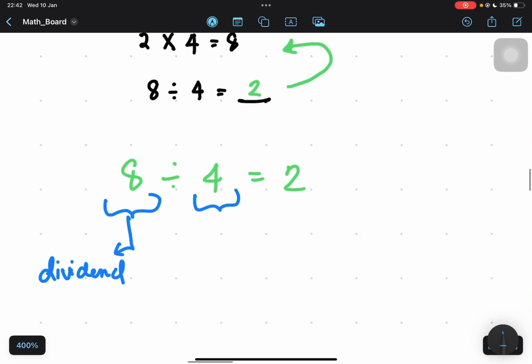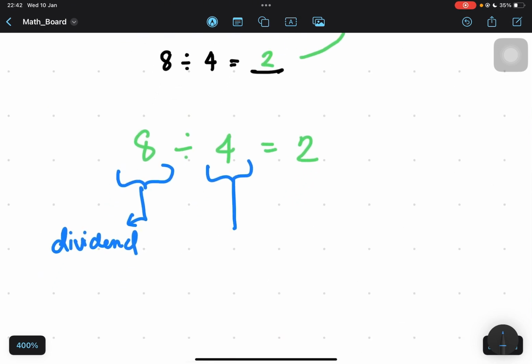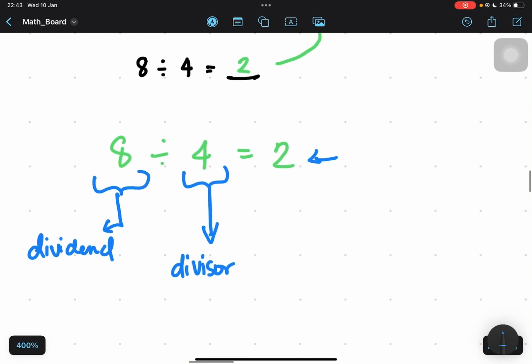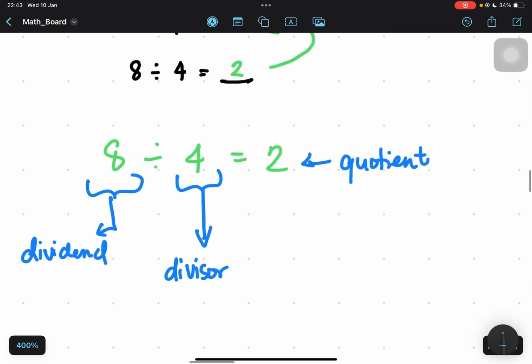4 here is what we call the divisor, or how many times we subtract this number from 8. It tells us how many times this number is subtracted from the dividend. And when we divide the dividend and the divisor, we get the answer 2, which is known as the quotient of the number.